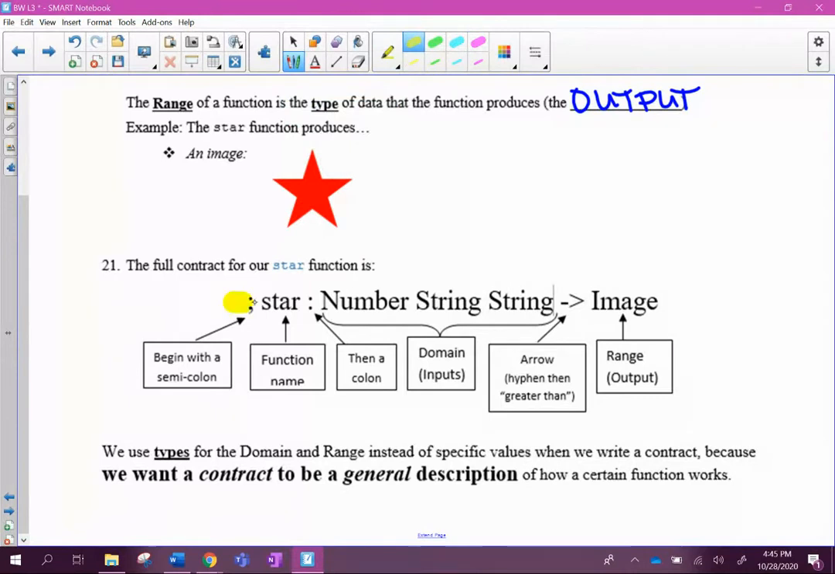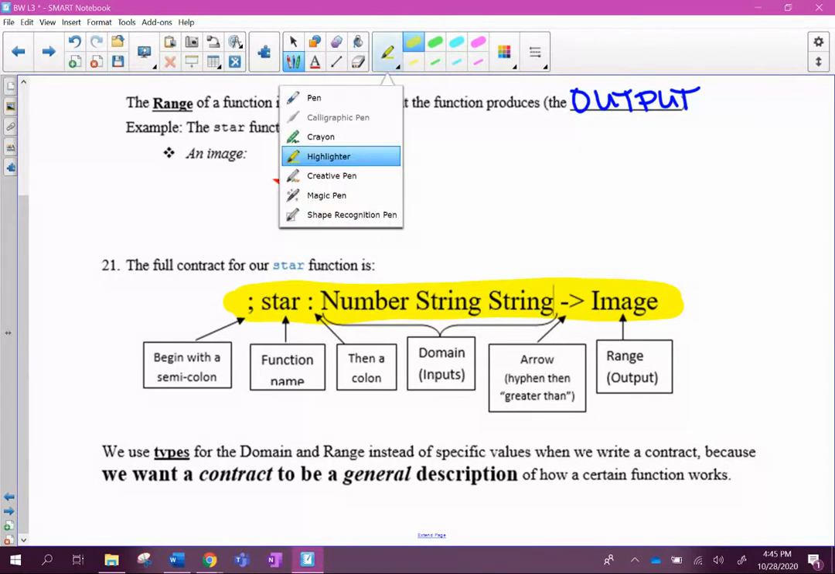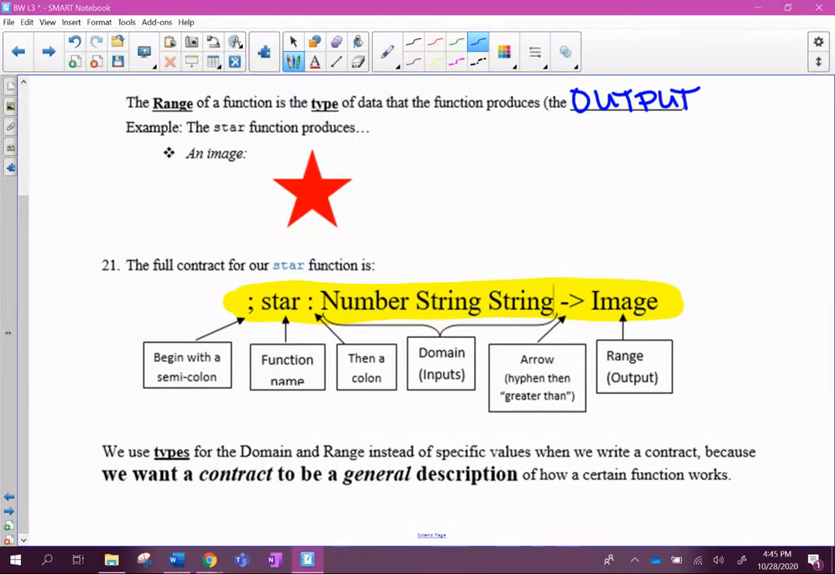It's kind of interesting, confusing, lots of symbols going on here. So first thing we notice is that it begins with a semicolon. Next is the name of the function. Then we have a colon. After the colon goes the domain of the function, so all of the inputs. So the star function used a number and two strings. Then we have an arrow, which is made by a hyphen and a greater than, because remember, we have to type this in a computer. And then our range, or the output, is an image.